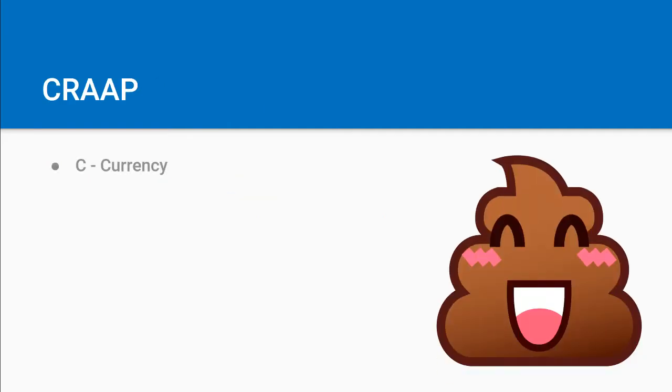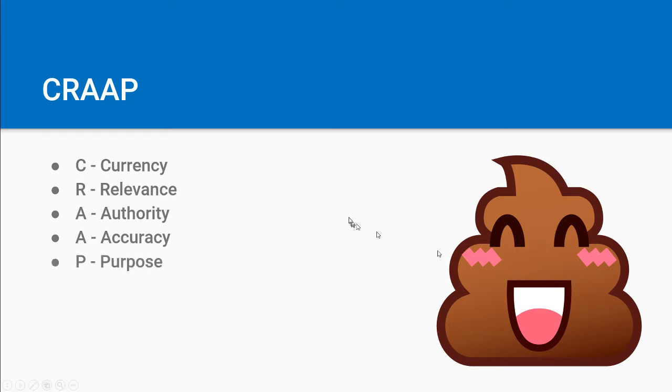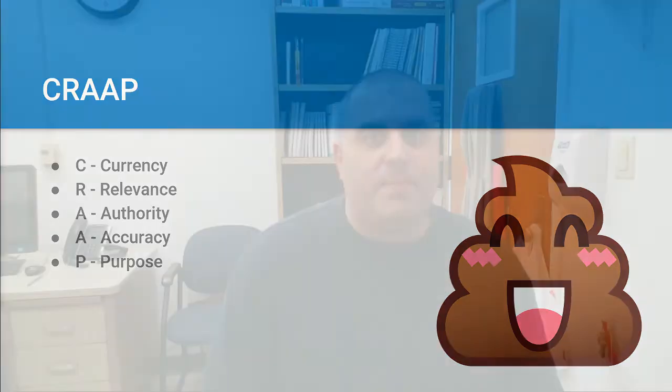You can sum this up as CRAP, right? I have an emoji over here, and what CRAP stands for is currency, relevance, authority, accuracy, and purpose. With currency, you want to ask yourself if the website is up to date. Is the information current? Is it relevant to what you're looking for, right? If you're doing a search for car reviews and you land on a website, hopefully it's about car reviews and not something else. Authority.